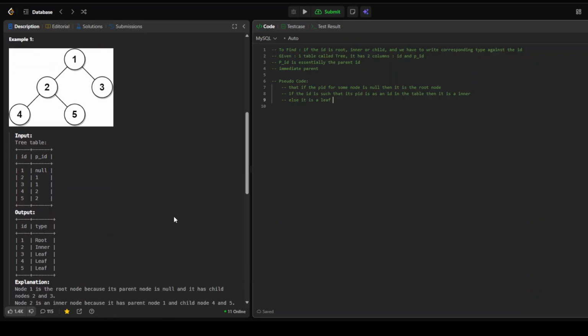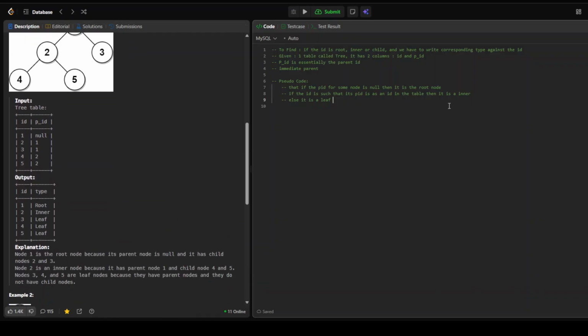Make sense? If it is root, then its PID will be null. So this anyways will go away. Now for 2, if the ID is in PID, then it will be an inner. Else always it will be a leaf. Now let's just flesh it out.